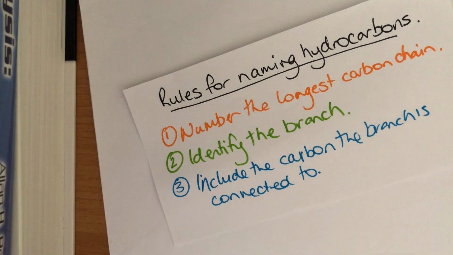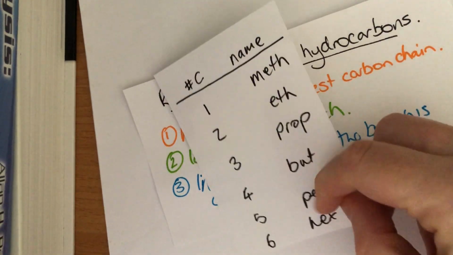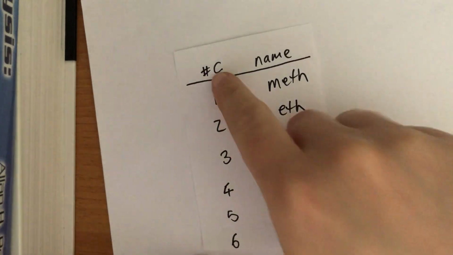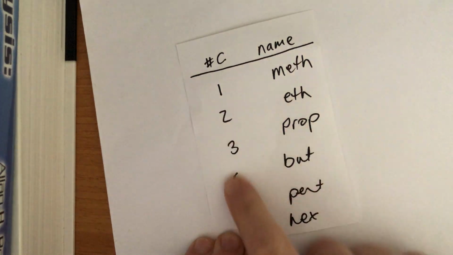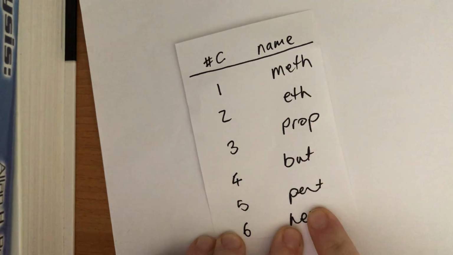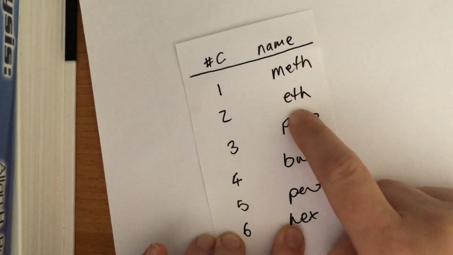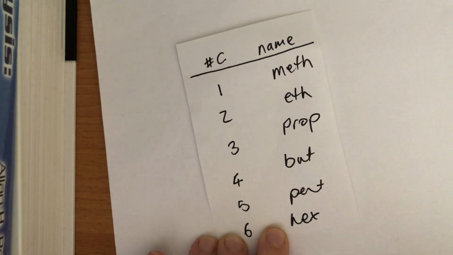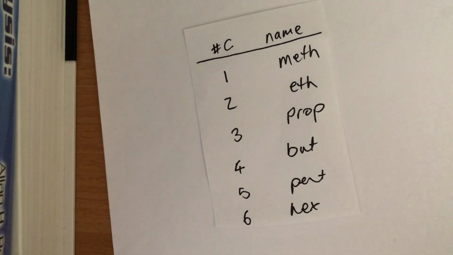The other piece of information you need to know is this table here. It gives the number of carbons, and this tells you what the name is going to start with. Is it going to be meth, eth, prop, but, pent, hex, hept, oct, and so on. I've got 3 examples to show you today.